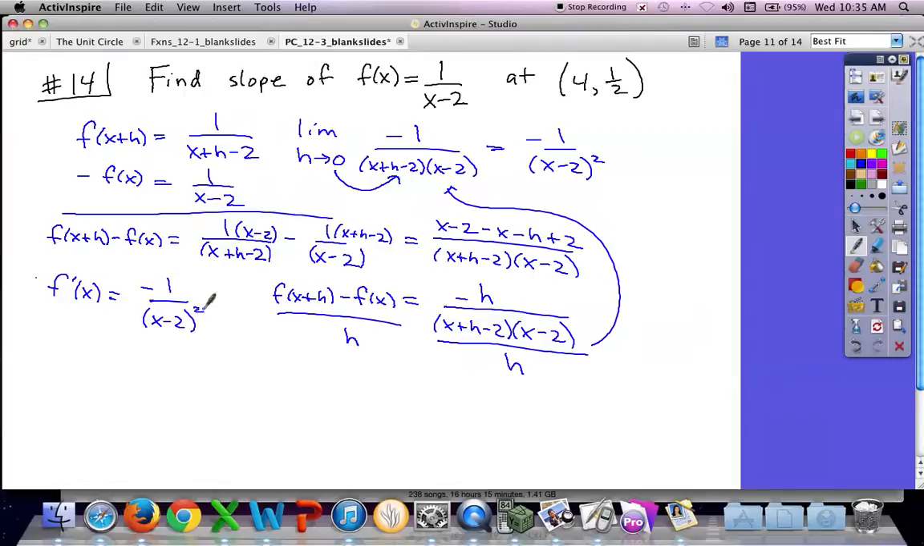Right, now we need to find the slope at (4, 1/2). How are we going to do that? We're going to find f prime of 4. So plug it in. And that's 2 squared in the denominator, so negative 1/4. Okay, so you have one that's a fraction too. So when you get to it, that's how you do it.